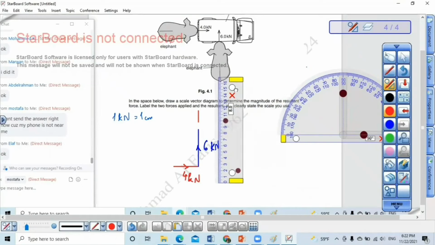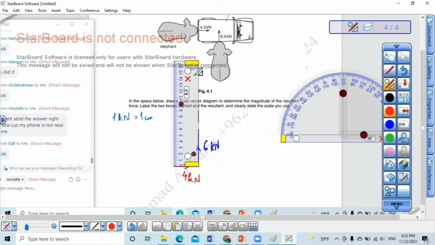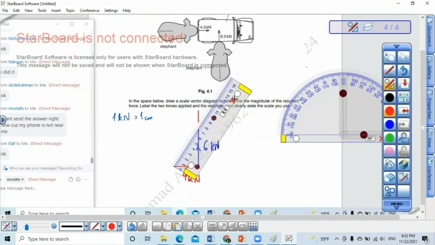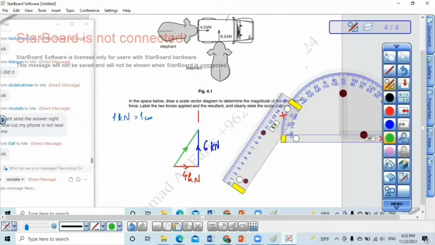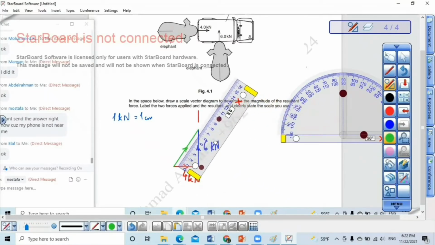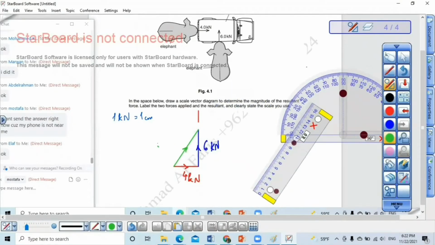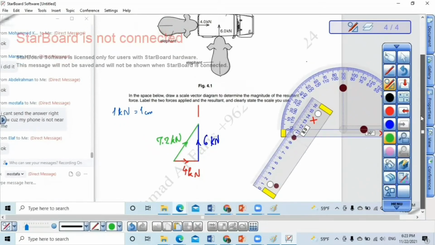My answer is the resultant. It's from where I started to where I finish. I'll draw it with my pencil, and it will be a straight line like this. And as I measure it here, it's obvious that it's 7.2. So this is 7.2 kilonewton, or 7.2 centimeters. This is my scale.